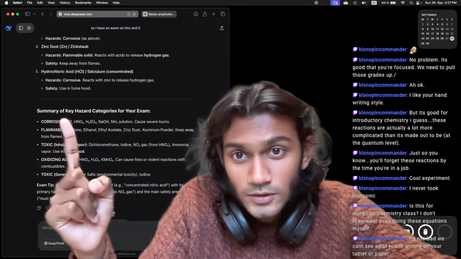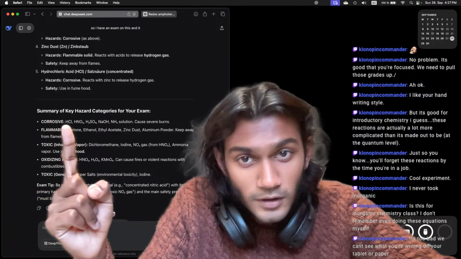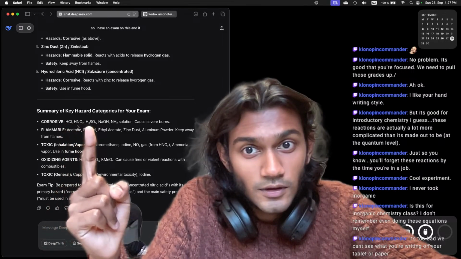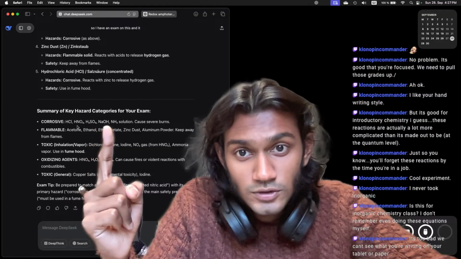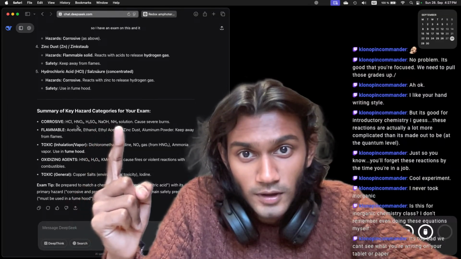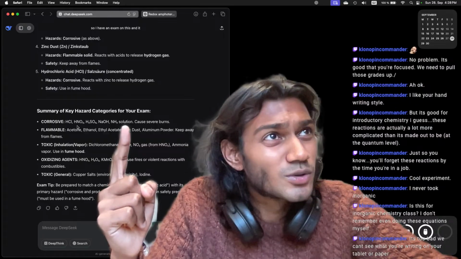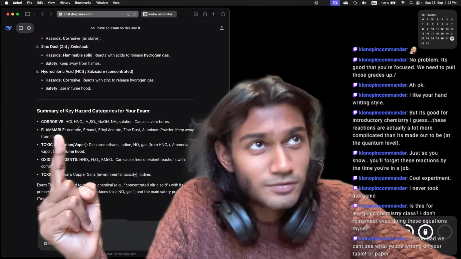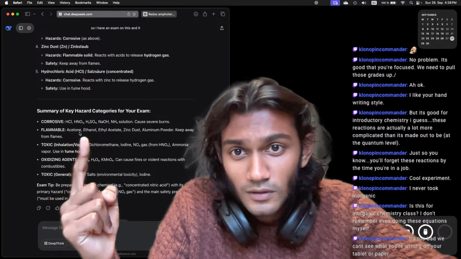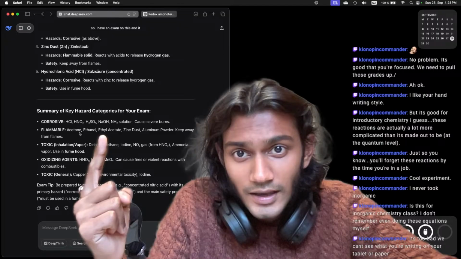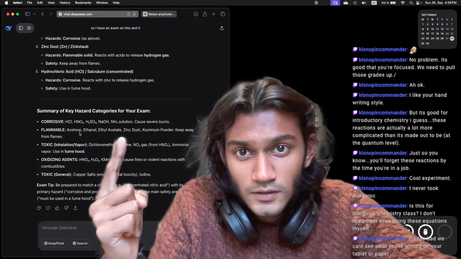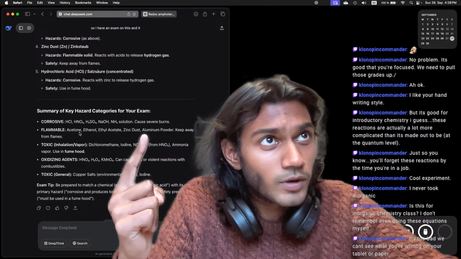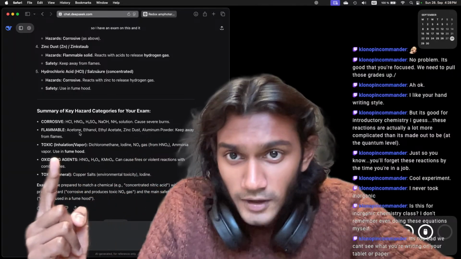We got the compounds that are corrosive: hydrochloric acid, nitric acid, sulfuric acid, sodium hydroxide, ammonia, ammonia solution. Okay, these cause severe burns. Now flammable: acetone, ethanol, ethyl acetate, zinc dust, aluminium powder. Keep away from flames. Okay, these catch fire.